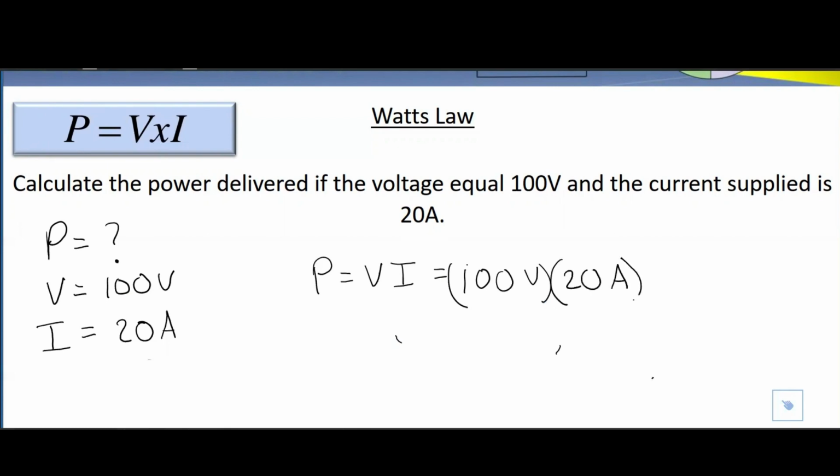So it's 100 volts times 20 amps, which equals 2,000 watts. Now, 2,000 watts is correct, but let's represent this quantity in engineering notation. So 2,000 watts will equal 2 kilowatts.